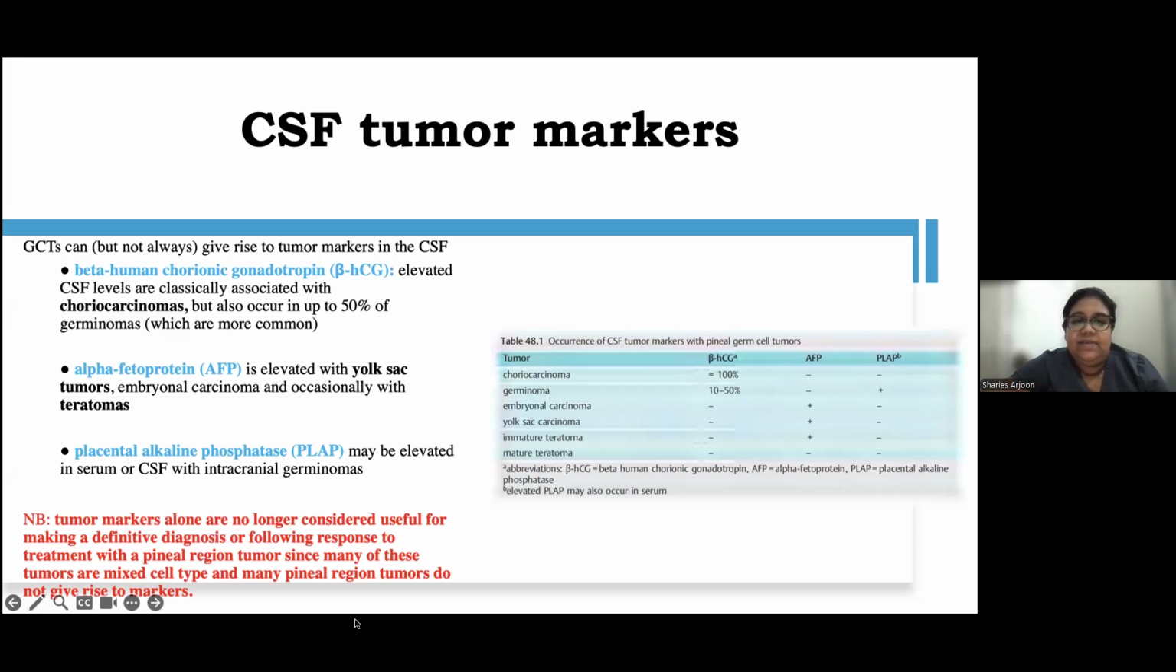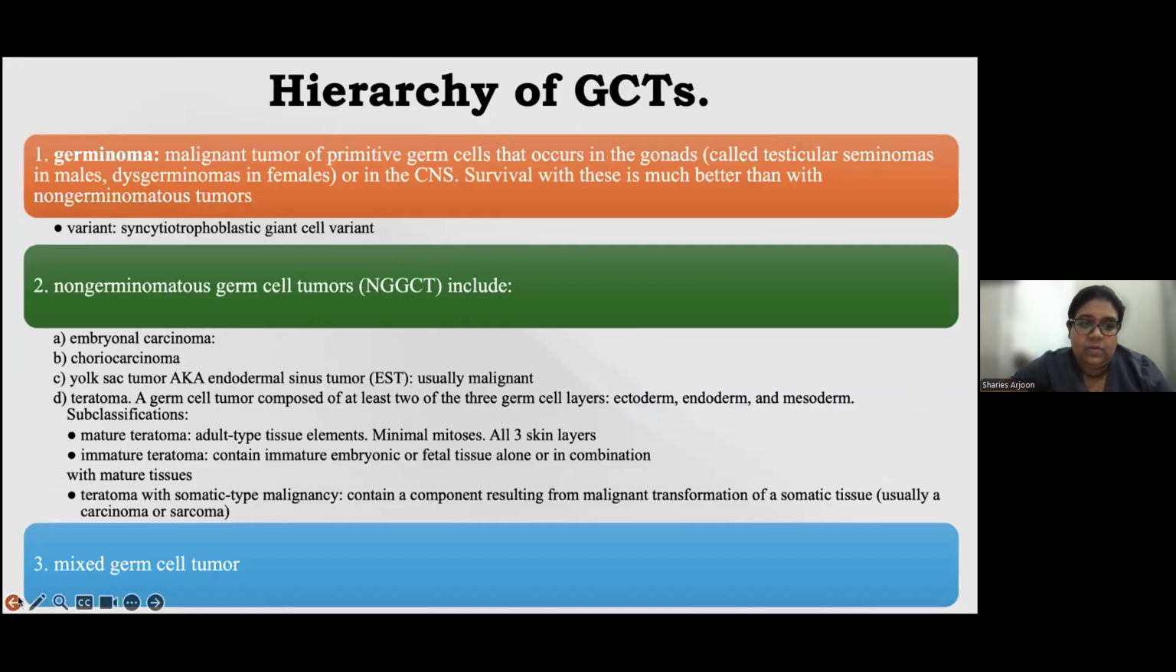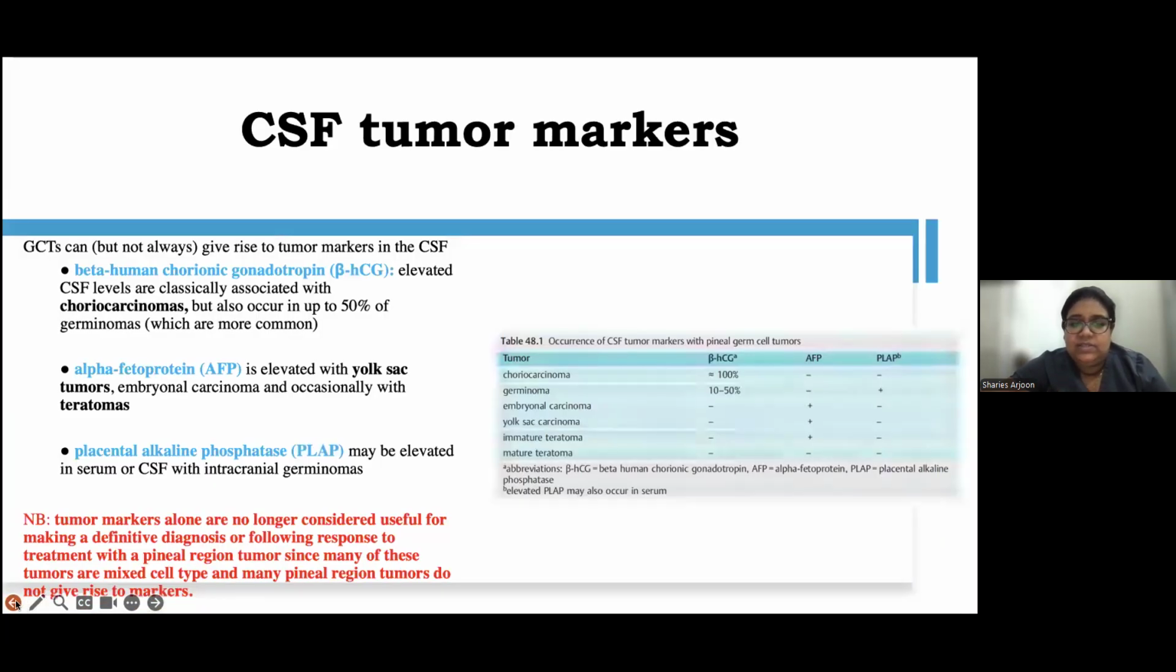Alpha-fetoprotein is elevated with yolk sac tumors, embryonal carcinoma, and occasionally with teratomas. And placental alkaline phosphatase may be elevated in serum or CSF with intracranial germinomas. Important to note, though, is that tumor markers alone are no longer considered useful for making a definitive diagnosis or for following response to treatment with a pineal region tumor, since many of these tumors are mixed cell type and many pineal region tumors do not give rise to markers.